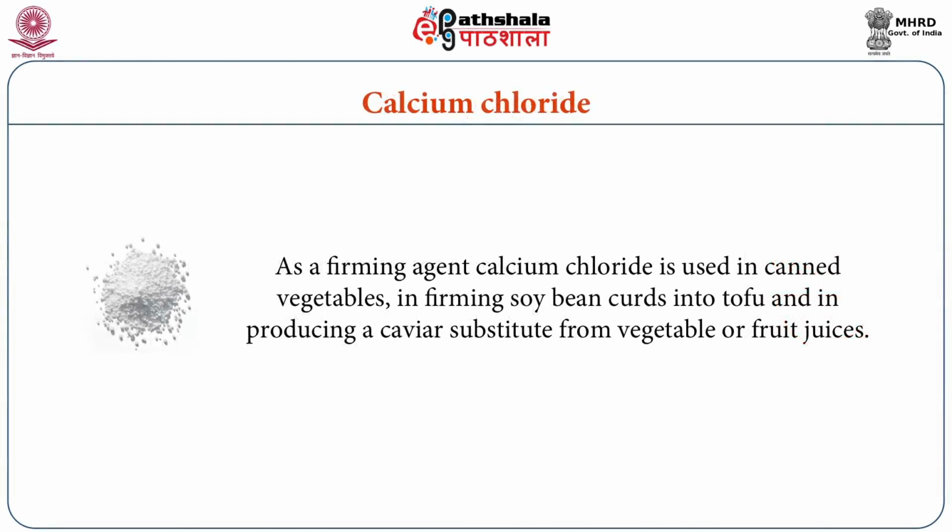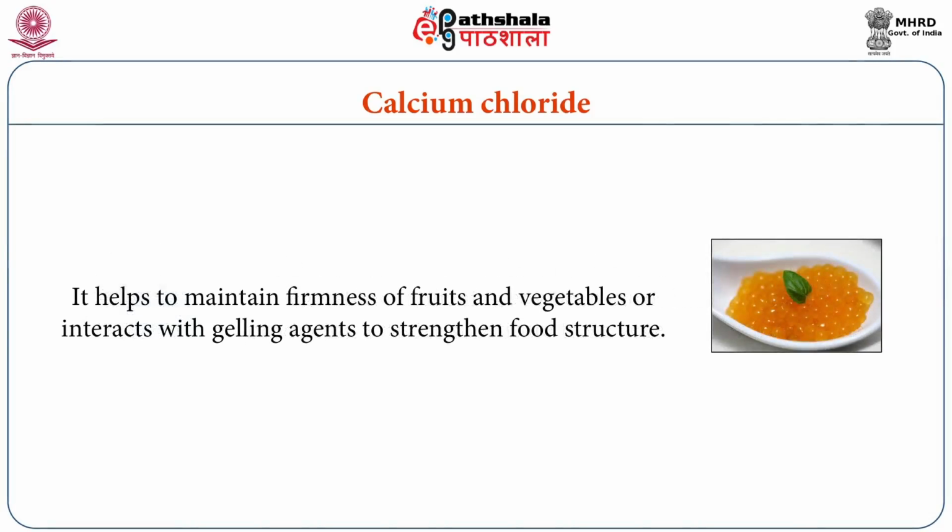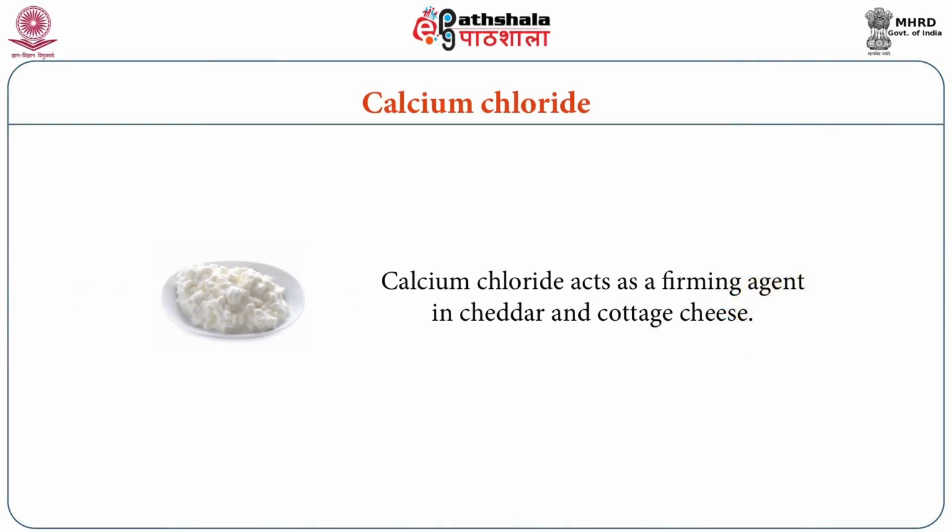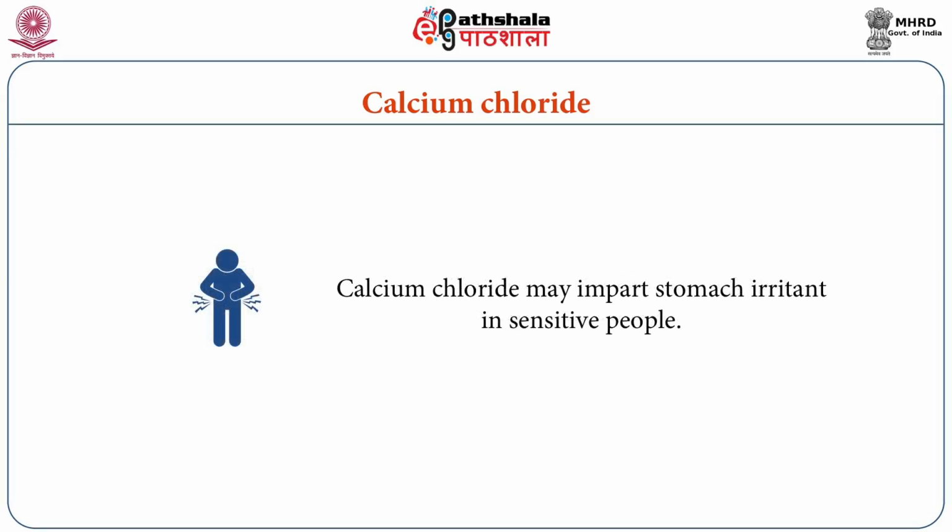Calcium chloride. As a firming agent, calcium chloride is used in canned vegetables, in forming soybean curd into tofu, and in producing a caviar substitute from vegetable or fruit juices. It helps to maintain firmness of fruits and vegetables or interact with gelling agents to strengthen the food structure. Calcium chloride acts as a firming agent in cheddar and cottage cheese. Calcium chloride may impart stomach irritation in sensitive people.